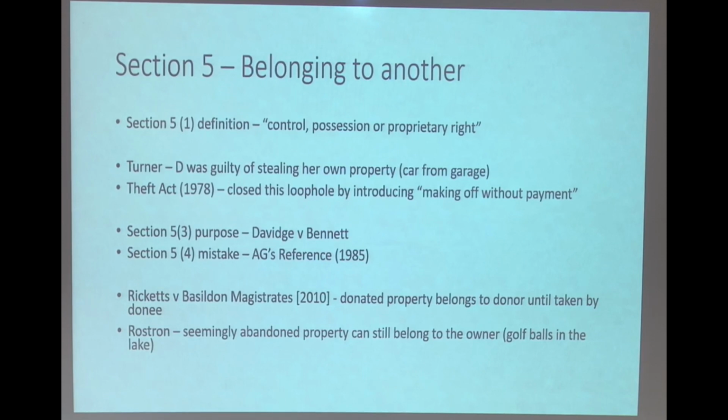She's making off without paying for the repairs, and that makes a lot more sense and has improved the law significantly with that by closing a sort of silly loophole, really. There are two other sections that you do need to know.